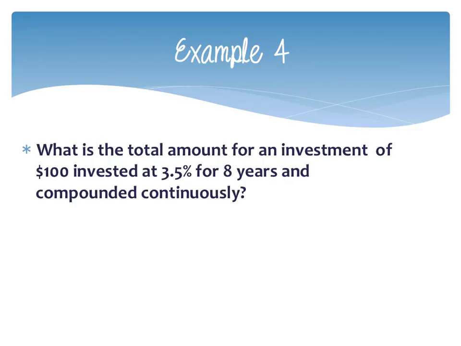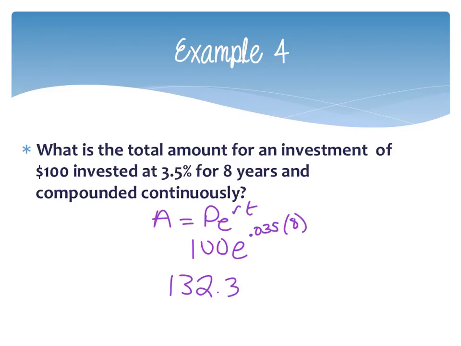All right, so my formula again is A equals PERT. A stands for the balance of the account after the time that's given. So the principal investment is $100, E to the, what's my exponent? What is 3.5% in decimal form? 0.035. Number of years is 8. And then I would do 100 times E to the 0.035 times 8. And it's $132.31.